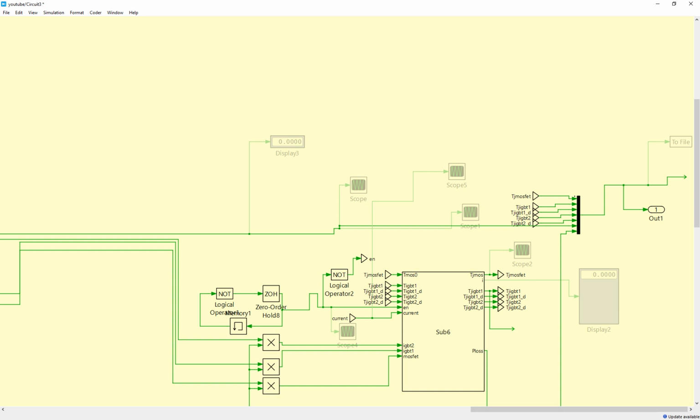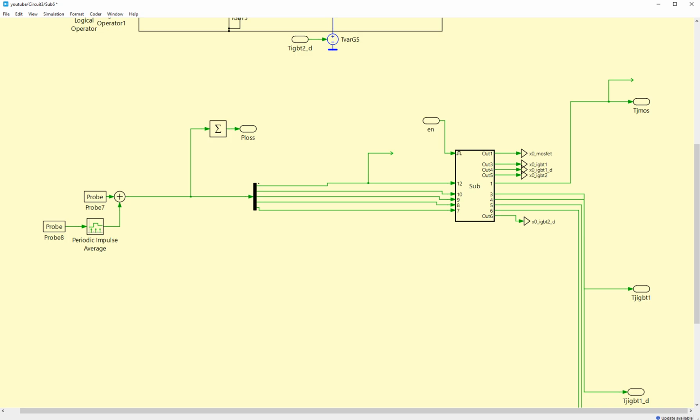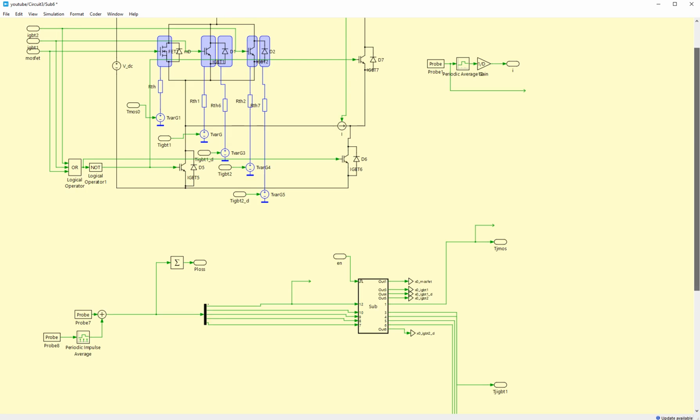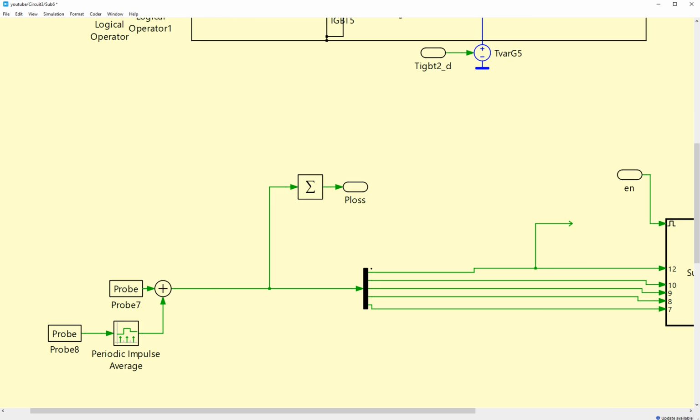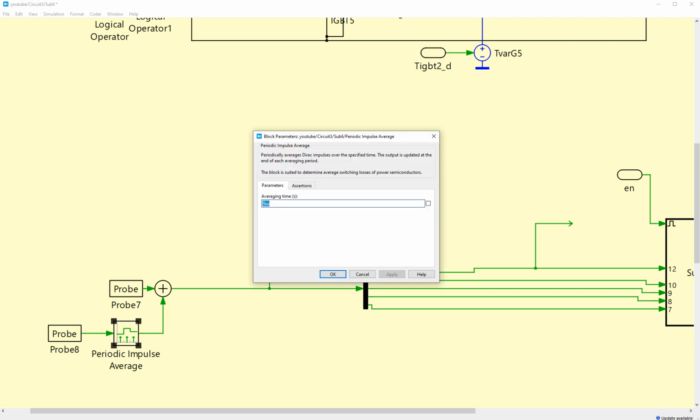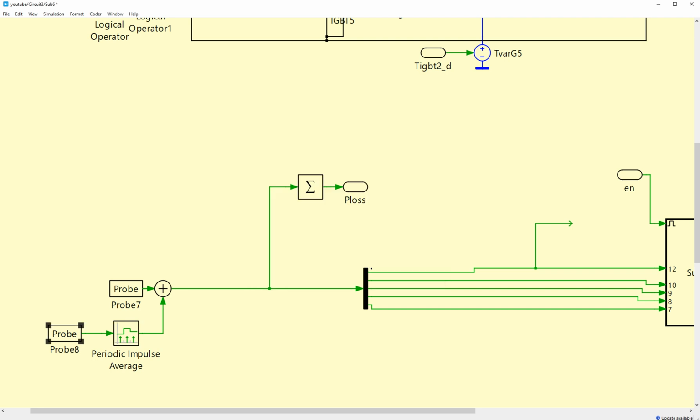There are a couple of things here I wanted to address. One is that, as we said, there are these junction temperatures which are set from outside, and for doing this, you need to change the thermal resistance and capacitance to very low values. The other thing is about switching losses. For switching losses, you need some kind of periodic impulse average, like this block, which calculates the average switching loss over the switching period, because the output of this block is the energy, and you need to convert it to power.